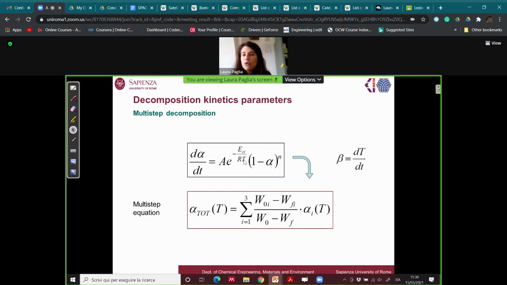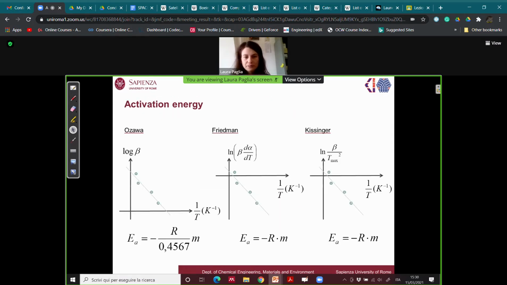This is the new form of our equation when we have a multi-step reaction. We have to evaluate these parameters not for the whole curve, but for the different steps of reaction. I know that for now it could be not so clear, but during the lesson we will understand this concept more in depth.